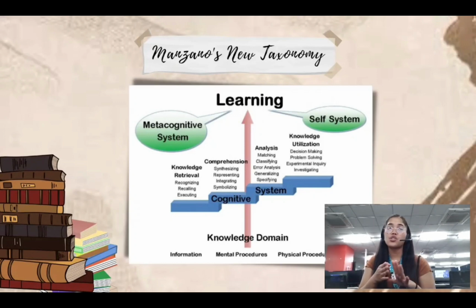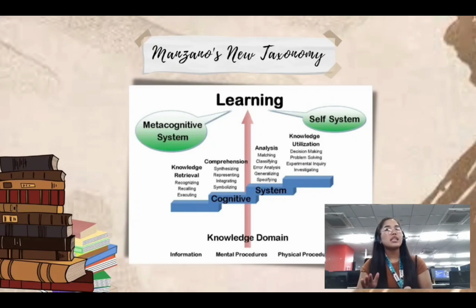In mental procedures, this type of knowledge domain involves the development of cognitive skills and procedures, wherein students are expected to learn how to analyze, evaluate, and synthesize information. For example, in a science class, students might be expected to learn how to conduct experiments and also to analyze data. And how about the physical procedures?